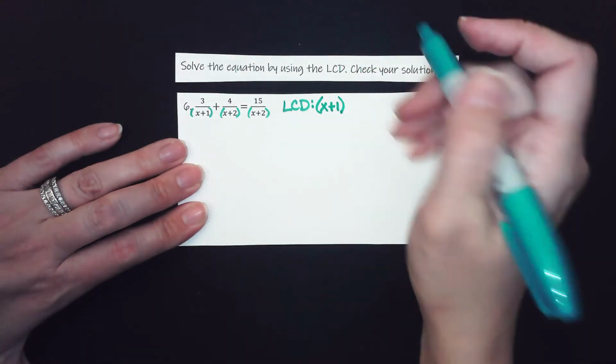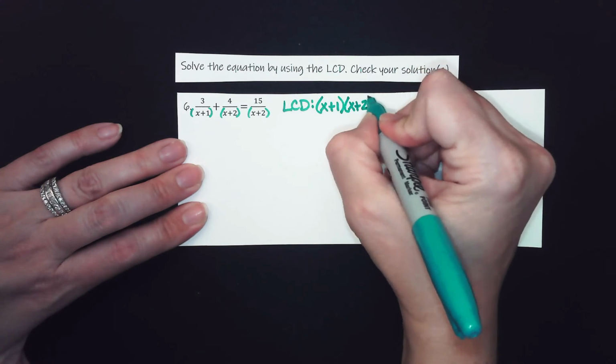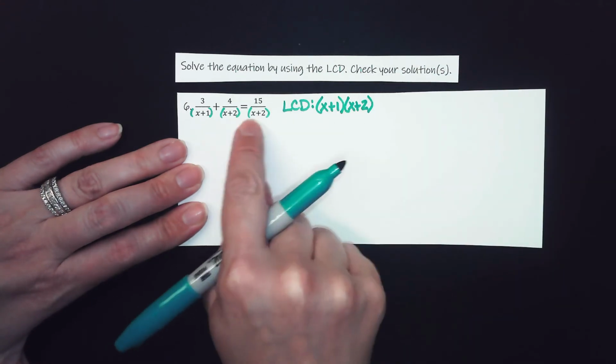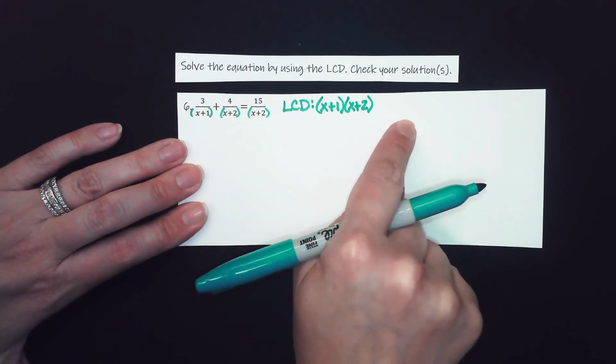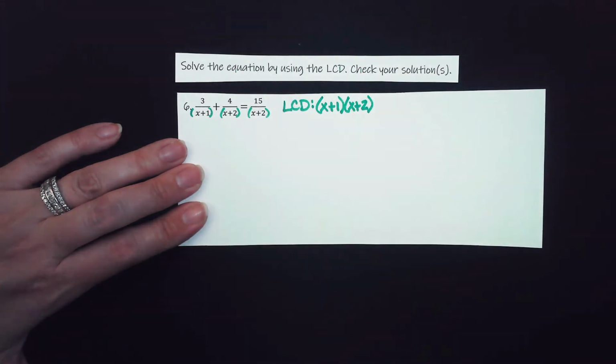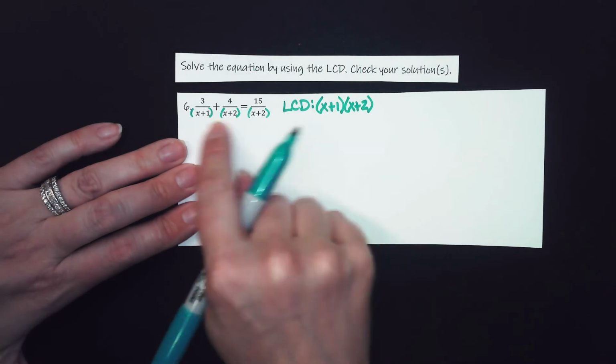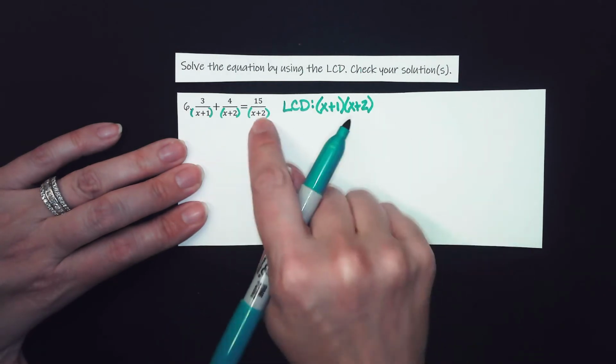It has to include an x plus 2. And then I have another x plus 2, but I already wrote it in my denominator, so I don't need to do it again, okay? You don't have to write it more, because then that wouldn't be the least common denominator. It would just be a common denominator. So I just need the two binomials, okay, because one of them is repeated, so I don't have to write it again.